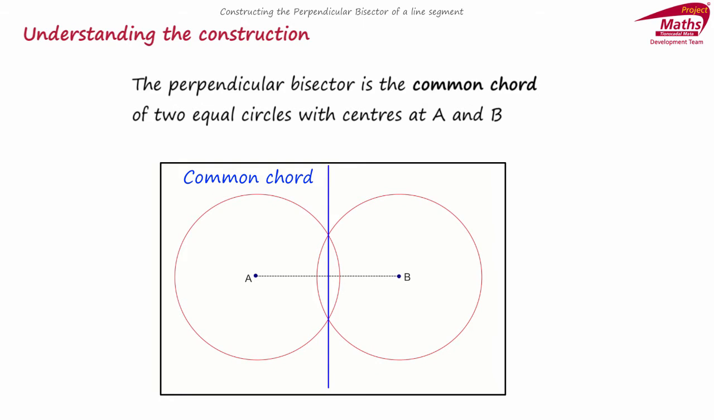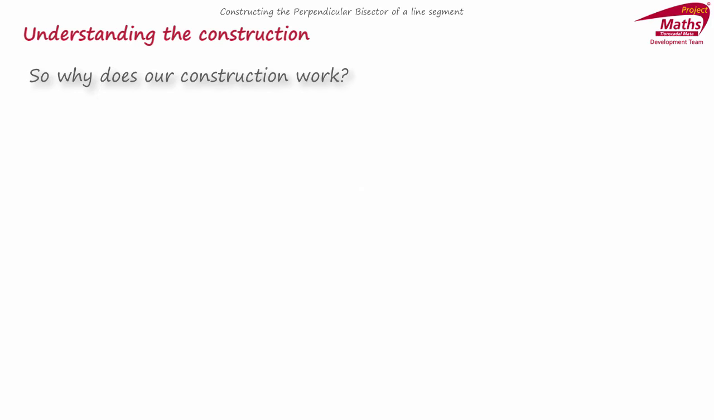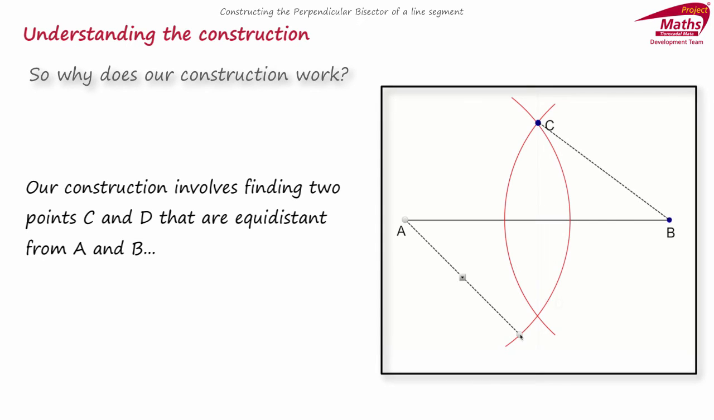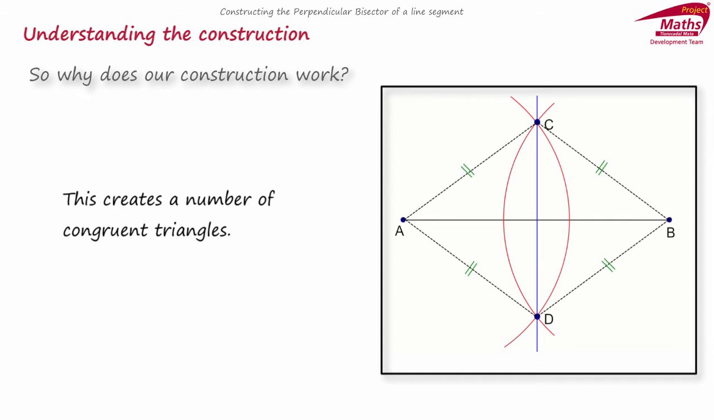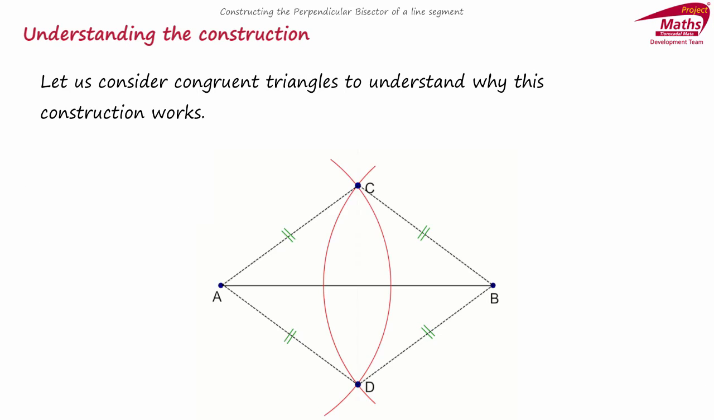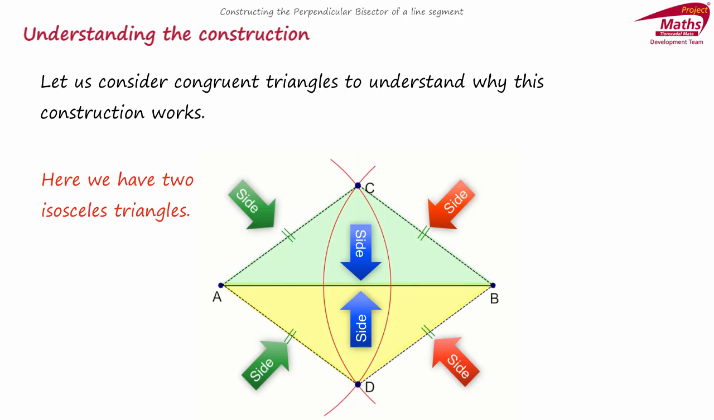So why does our construction work? Our construction involves finding 2 points, C and D, that are equidistant from both A and B, and drawing a line through these 2 points. And this creates a number of congruent triangles. And it is in understanding these congruent triangles that we could understand the construction.